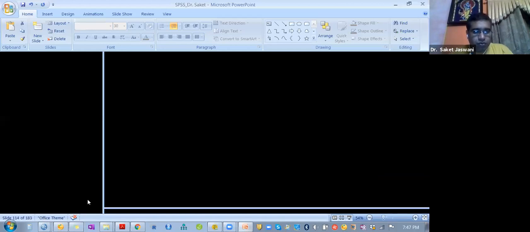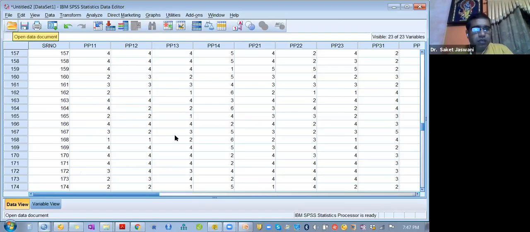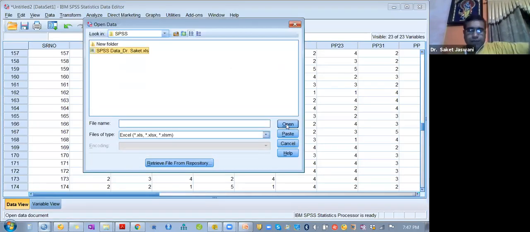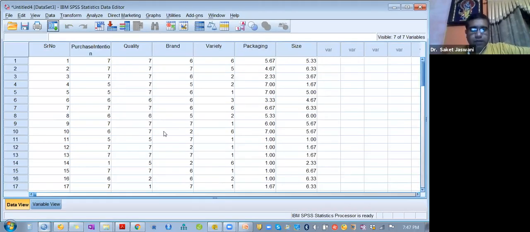So go to SPSS and you need to upload the data. Click this folder item, select Excel, locate the Excel sheet, click open, then select the worksheet regression and click OK. This data has been uploaded from the Excel sheet. You can see the first column is serial number, next is purchase intention, quality, brand, variety, packaging, and size, right? Data has been collected for all the variables on a 7-point Likert scale. Purchase intention is the dependent variable and the rest 5 are the predictors.